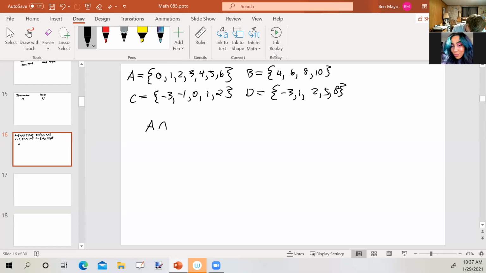What would the intersection of A and B include? So in other words, look at set A, look at set B. What do they have in common? What elements? What numbers? 4 and 6. Okay. So the intersection of A and B would be the set containing the elements 4 and 6. Any questions about that? All right. How about A intersecting with D? What do they have in common?